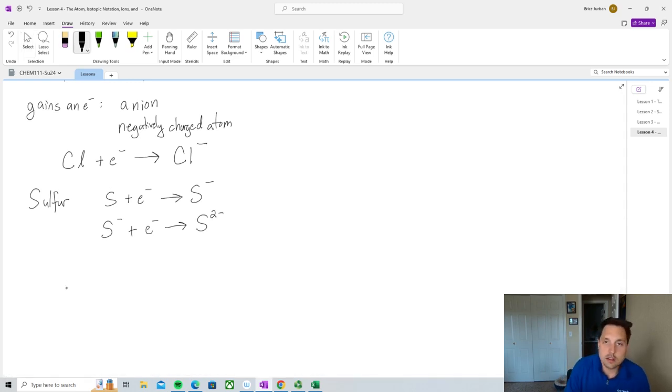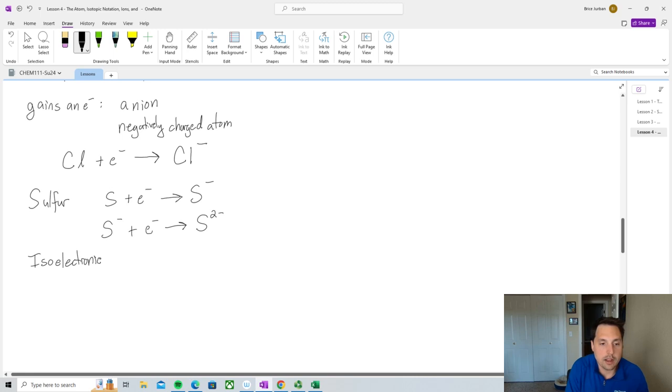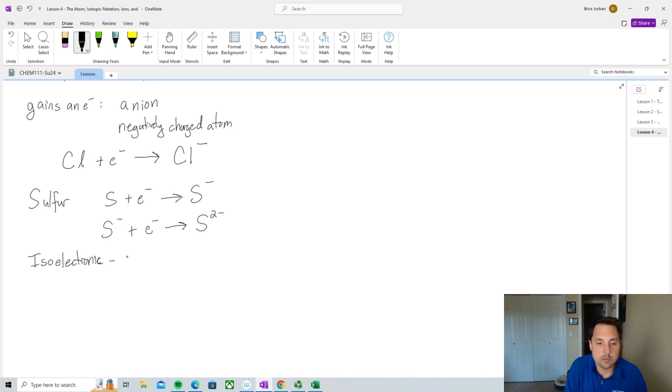There's a term that is used throughout your book a lot, and it's called isoelectronic. So an isoelectronic ion has the same number of electrons as another ion. So that's just a term for saying same number of electrons.